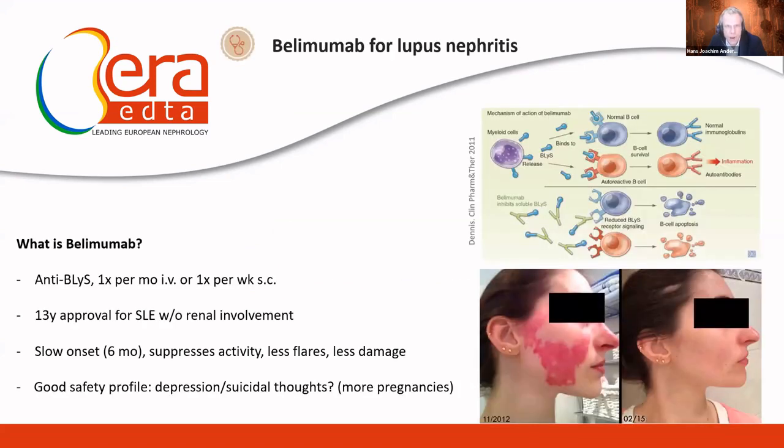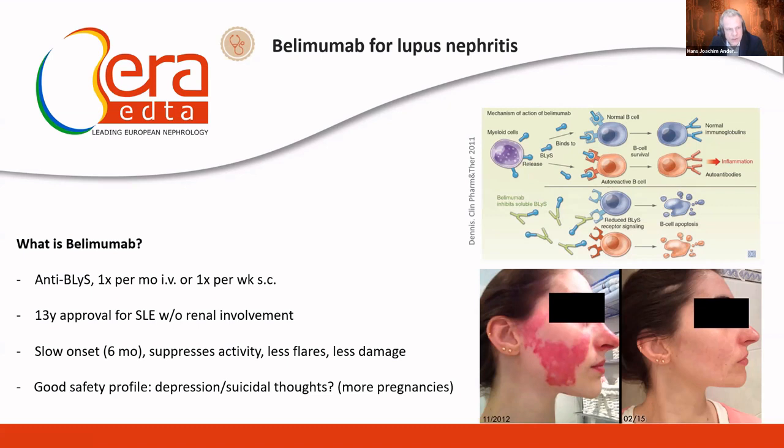So what is belimumab? Belimumab is anti-BLyS. BLyS is a B-lymphocyte stimulating factor, so a cytokine that activates and drives B-cell proliferation. And anti-BLyS, so belimumab, is administered once per month as an intravenous application or once per week subcutaneously. Both are approved for the treatment of non-renal SLE. And the new approval now is also for the treatment of patients that have primarily lupus nephritis.